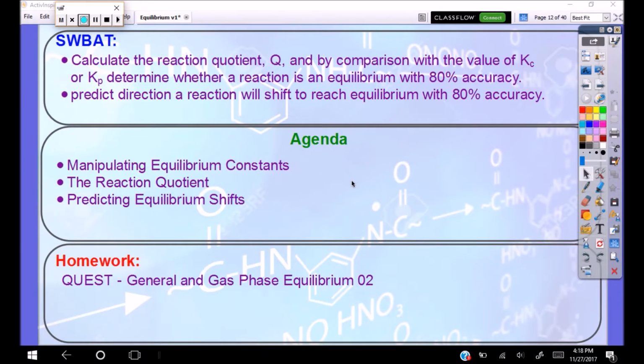Okay, today we're going to calculate the reaction quotient Q and compare it to the value of Kc or Kp in order to determine whether or not a reaction is at equilibrium. We're going to do that with 80% accuracy by completing our quest on general and gas phase equilibrium, number 2. We're also going to predict the direction a reaction will shift to reach equilibrium, also with 80% accuracy.